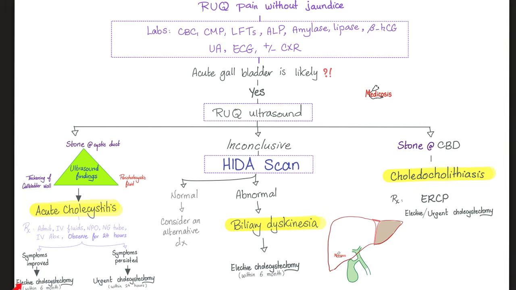If the symptoms improved, elective cholecystectomy somewhere in the next 6 months, if the patient wants to remove it. If symptoms persisted, it's time for urgent cholecystectomy within the next 24 hours.